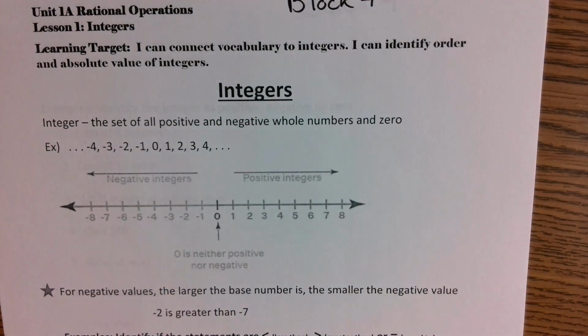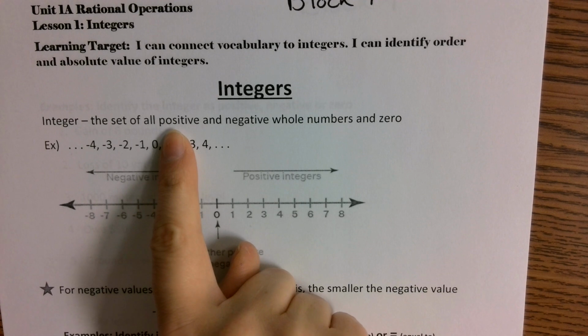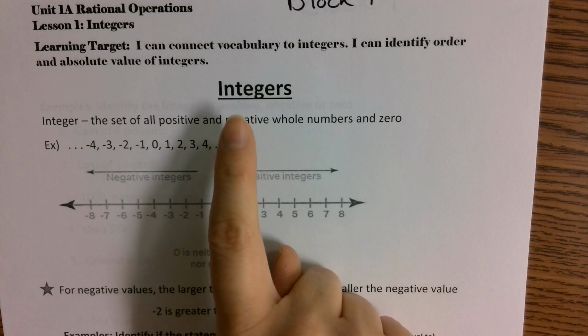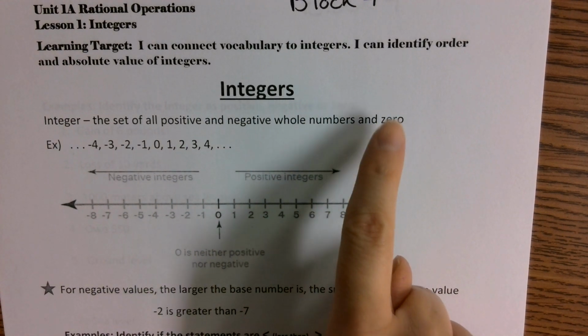So, integers. What you're going to see today is basically a review of what you've already learned last year. It's just a quick review over that material. So our integers are going to be the set of numbers that are whole value, and they are positives, and their opposites, the negatives. And it also includes the value 0.